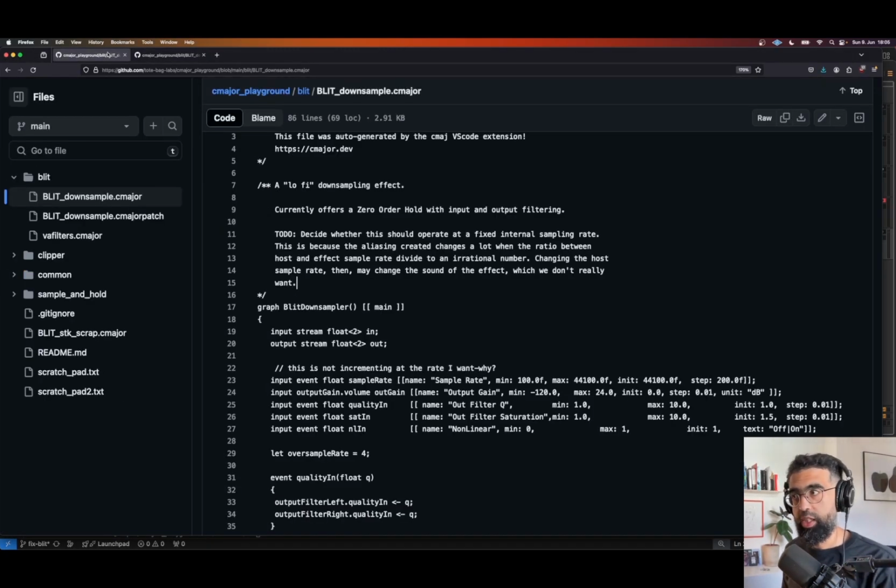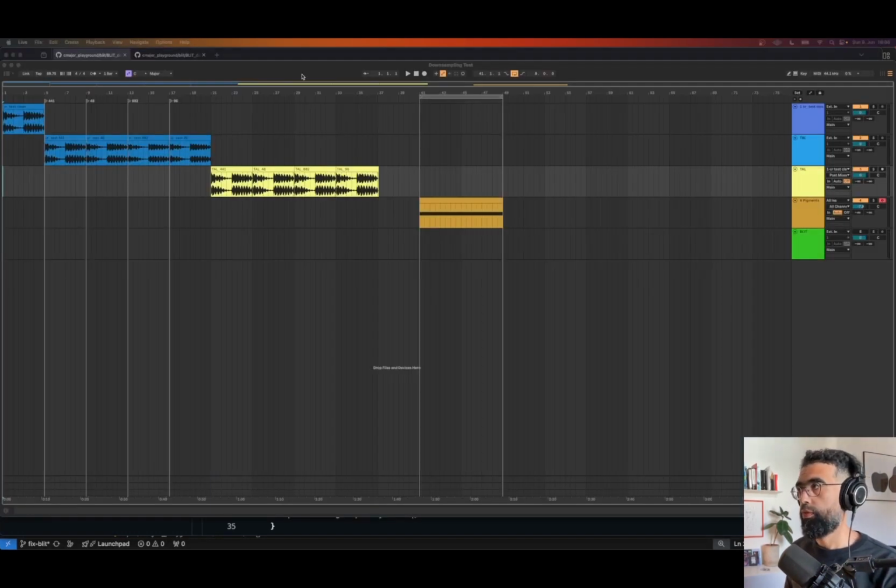back to this comment. So there's an issue with this comment. The issue is the aliasing created changes a lot when the ratio between host and effect sample rate divides to an irrational number. Changing the host sample rate then may change the sound of the effect. Now, these things I've observed to be true. Here's an example.